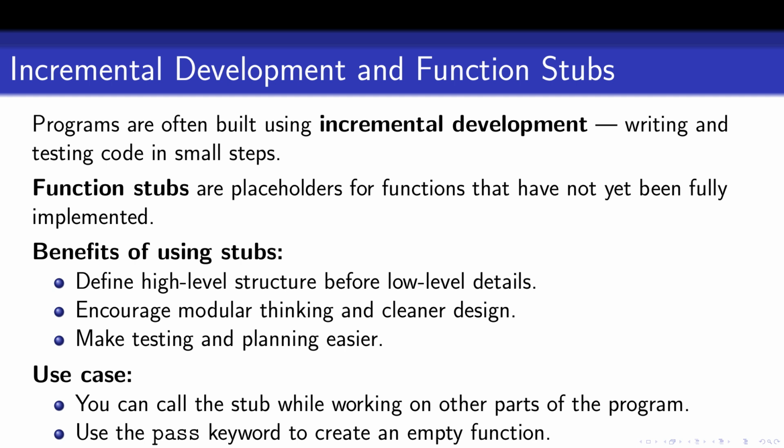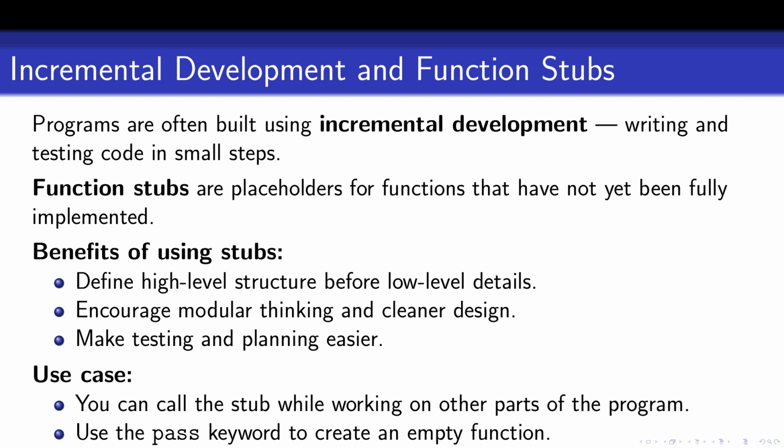Large programs are often written using an incremental development strategy, where code is written and tested one piece at a time. This is especially helpful when working with functions. You start by writing function stubs, which are placeholders for functions you plan to implement later. These stubs let you build the structure of your program without getting bogged down in details right away. It's a way of saying, this function will exist here eventually. The benefit is that you can test the flow of your program before all parts are fully functional.